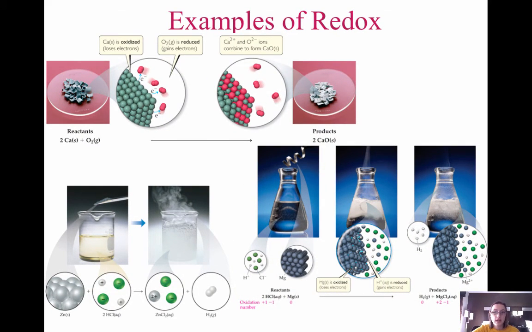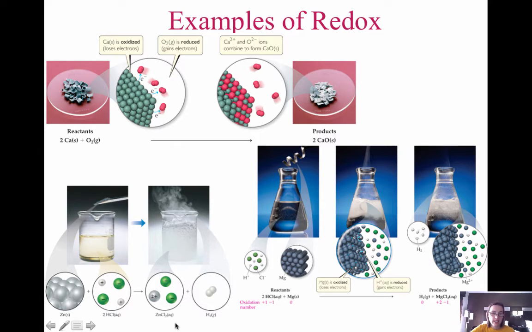So, some examples of redox. Here we have calcium plus oxygen gas makes calcium oxide. Remember oxidation numbers: if it is in its elemental form, like calcium solid and oxygen gas, these oxidation numbers are 0. But when they go into a compound, they're no longer 0. Oxygen is -2, calcium is +2. From that, we can look at oxidation number. Calcium's oxidation number increases, so it's being oxidized. Oxygen's oxidation number is going down, so it's being reduced. It's gaining electrons.